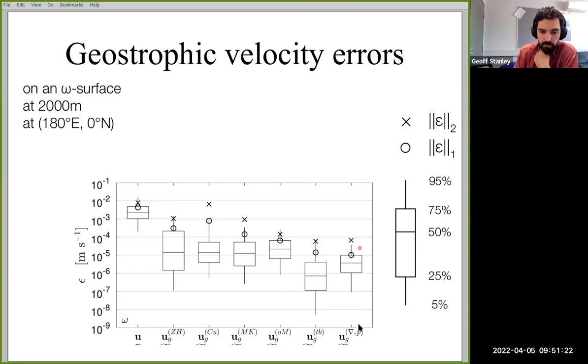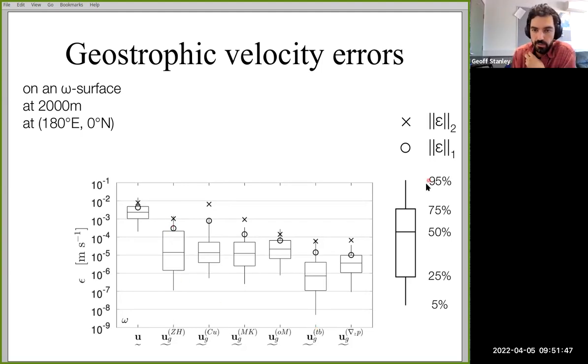On the right, this is a lower bound on just how accurate we could hope to be, due to numerical discretization errors. So we have a bunch of different geostrophic velocities: the Zhang and Hogg one, the Cunningham, McDougall and Klocker one, this one called orthobaric Montgomery, which is another new one I came up with, and the topobaric, which is essentially the exact geostrophic stream function applied to an approximately neutral surface.